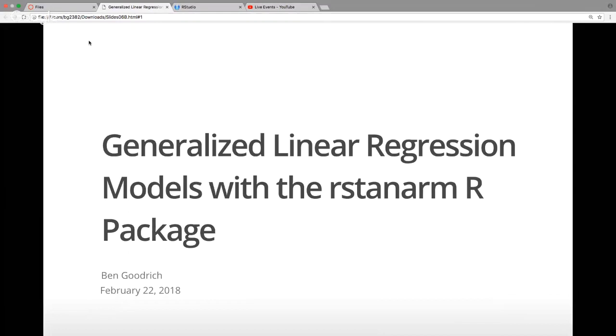We're going to be talking about generalized linear regression models using the rstanarm package.